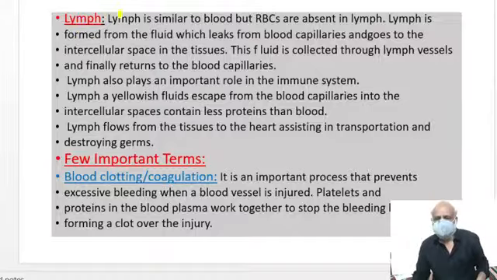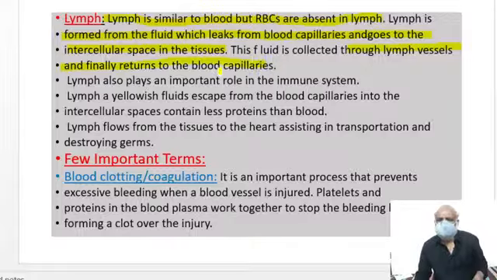Another circulatory system is the lymphatic system. Lymph is similar to blood, but RBCs are absent in lymph. Therefore, it is pale in color. It is formed from the fluid which leaks from blood capillaries and goes to the intercellular spaces in the tissue. This fluid is collected through lymph vessels similar to blood vessels and returned to the blood capillary.